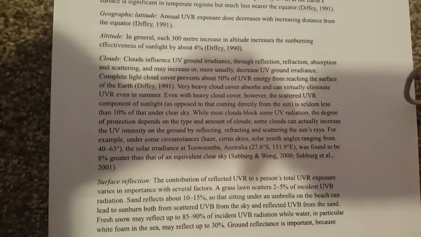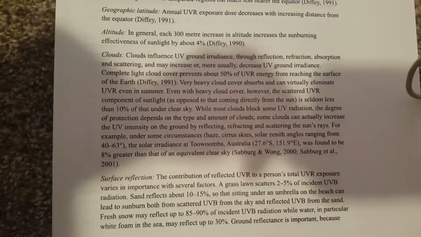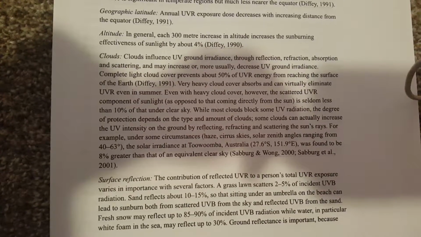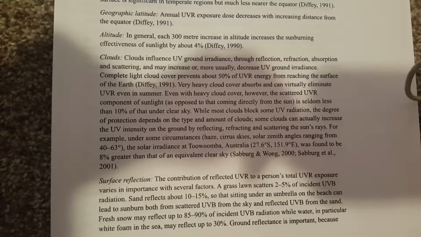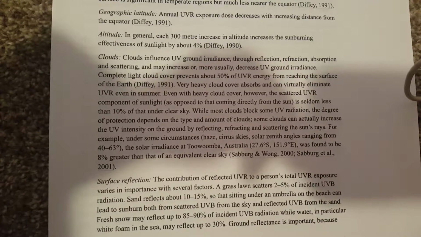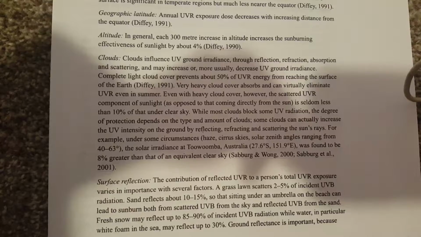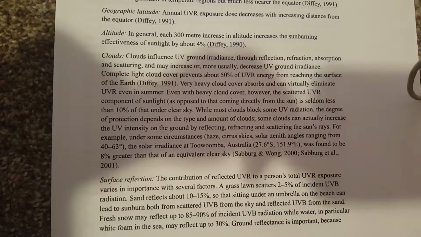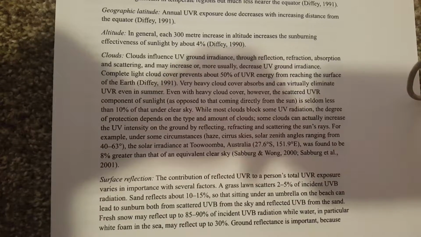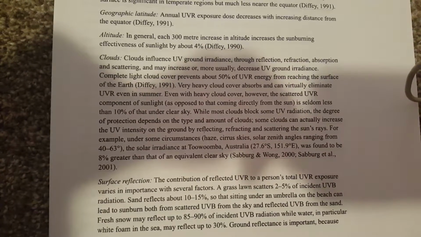For example, under some circumstances, haze, cirrus skies, solar zenith angles ranging from 40 to 63 degrees, the solar irradiance at Toowoomba, Australia, probably didn't pronounce that right, was found to be 8% greater than that of an equivalent clear sky.